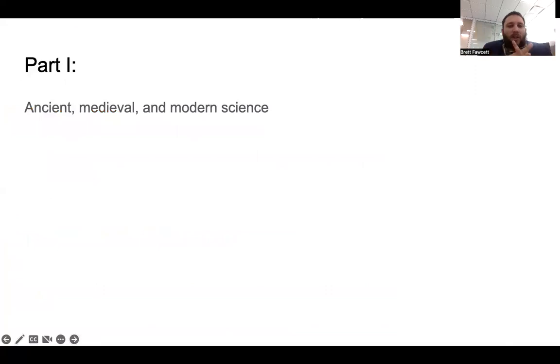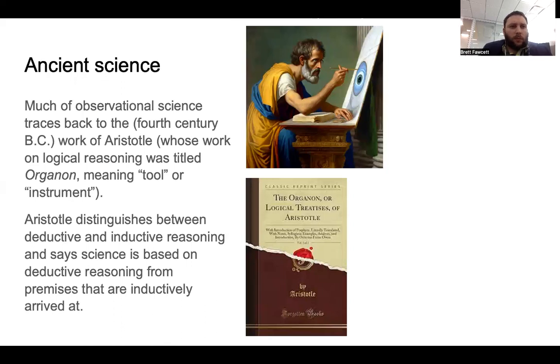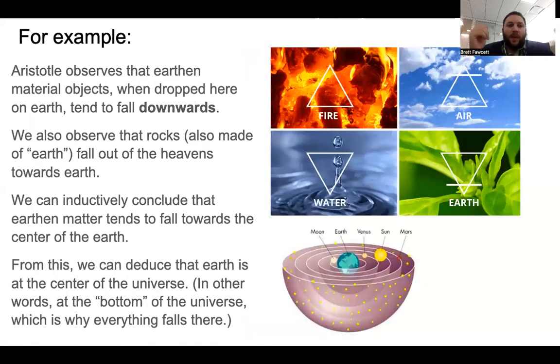So in the first part of this presentation, we're going to talk about ancient science, medieval science, and modern science. Now, a lot of ancient science traces its origins back to Aristotle, who actually wrote the book on a lot of sciences, but wrote the book on logic, the Organon. The word organon, by the way, means instrument or tool. So he actually distinguishes between deductive and inductive reasoning in that logic textbook. And so science is actually based on deductive reasoning based on premises that are inductively arrived at. So let's give an example.